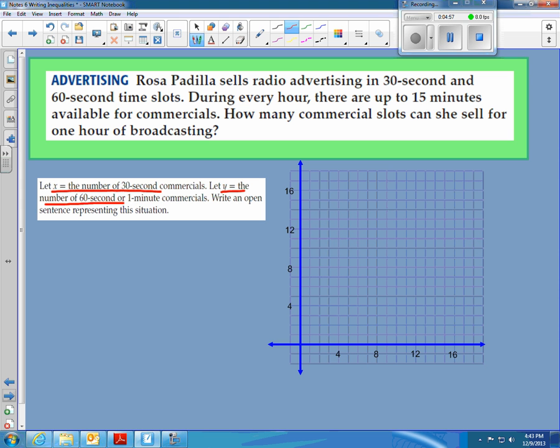I'm looking at that. Okay, great. So I'm going to take 30 times X because 30 seconds times every 30-second commercial. Plus there are 60-second commercials, so 60 times Y, because that's how many 60-second commercials there are. But I need to think about it. If it's a commercial, can they go less than the 15 minutes? Well, yeah. Can they go equal to the 15 minutes? Well, yeah, because you have up to 15 minutes. And can we go more than 15 minutes? No, we can't go more than 15 minutes. So this is going to be a less than or equal to 15.